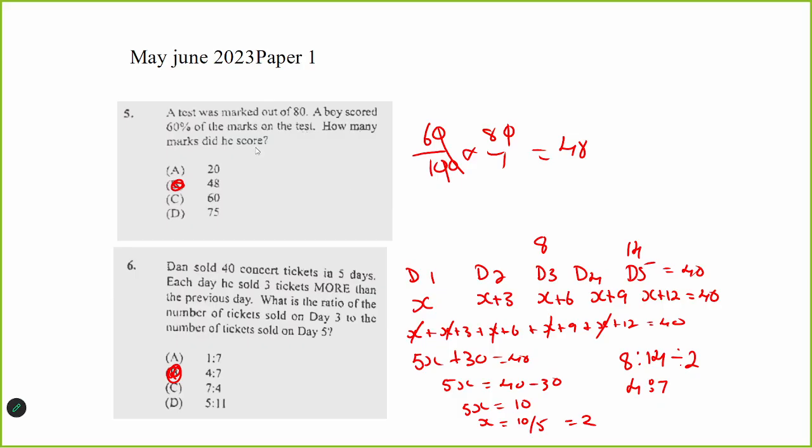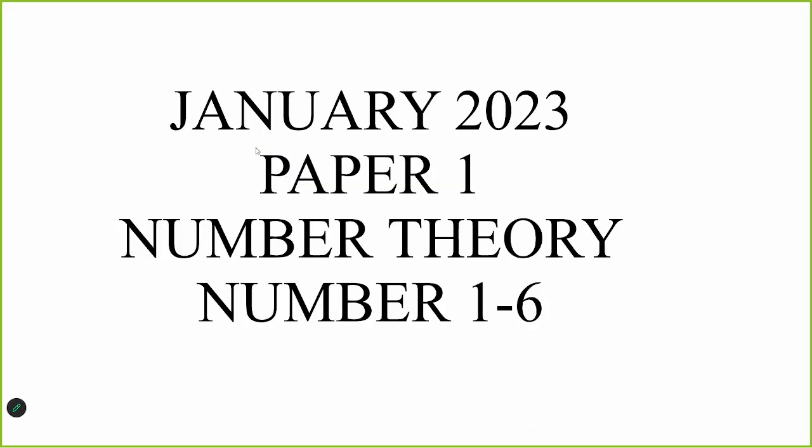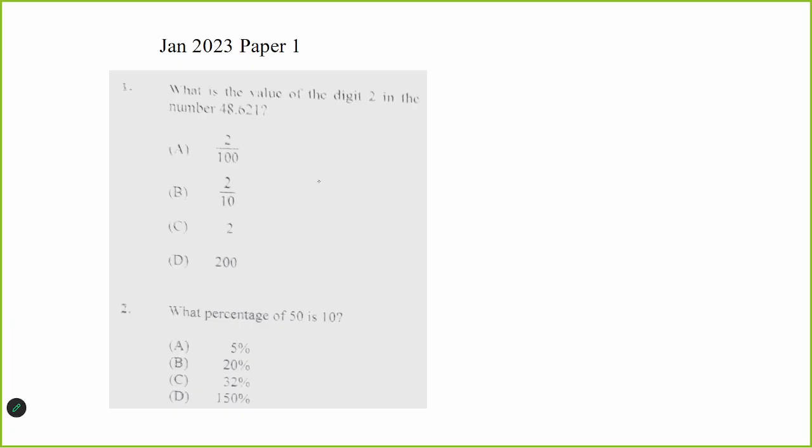Alright, now that is the end of the May-June 2023 paper 1 number theory section. We're going to go on to the January 2023 paper 1 number theory section. Right, this is a repeated question. They want the digit of 2. Remember, to find the placement value of the number 2, 6 is 1 and the decimal point is 1. How many zeros to reach 2? 2 zeros. So it will be 2 over 100, which is E.